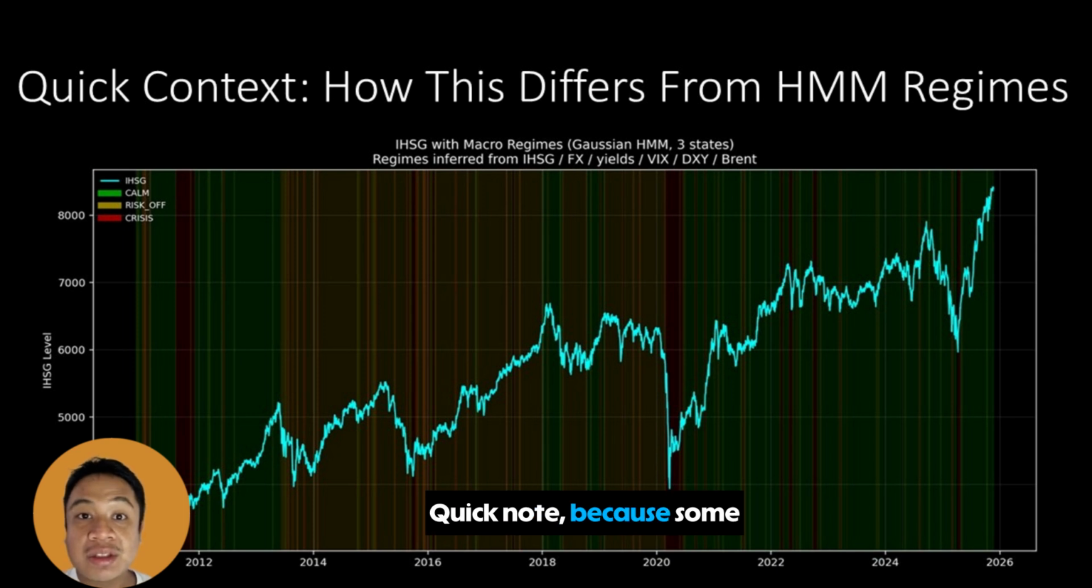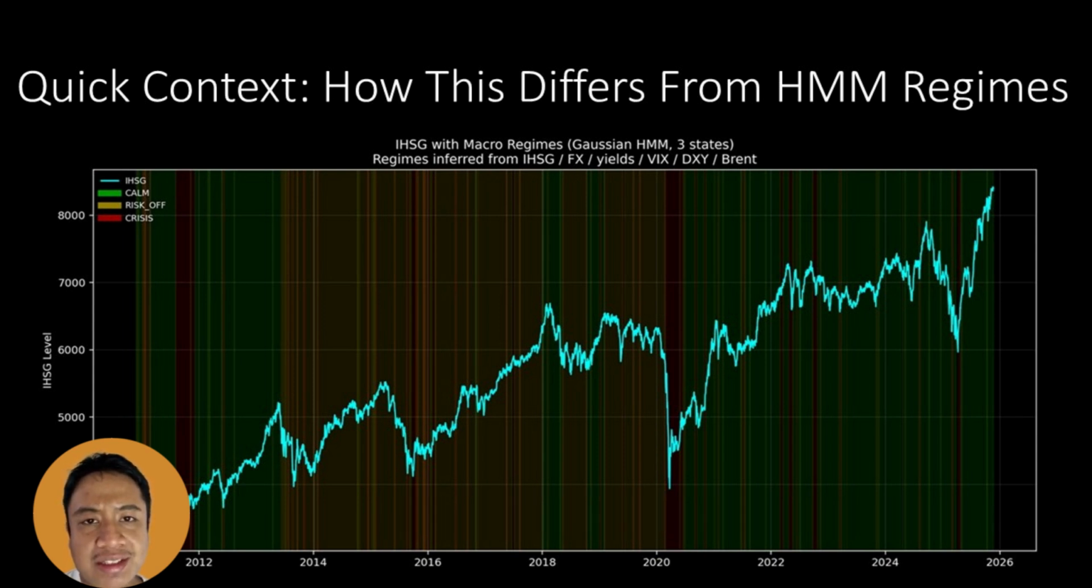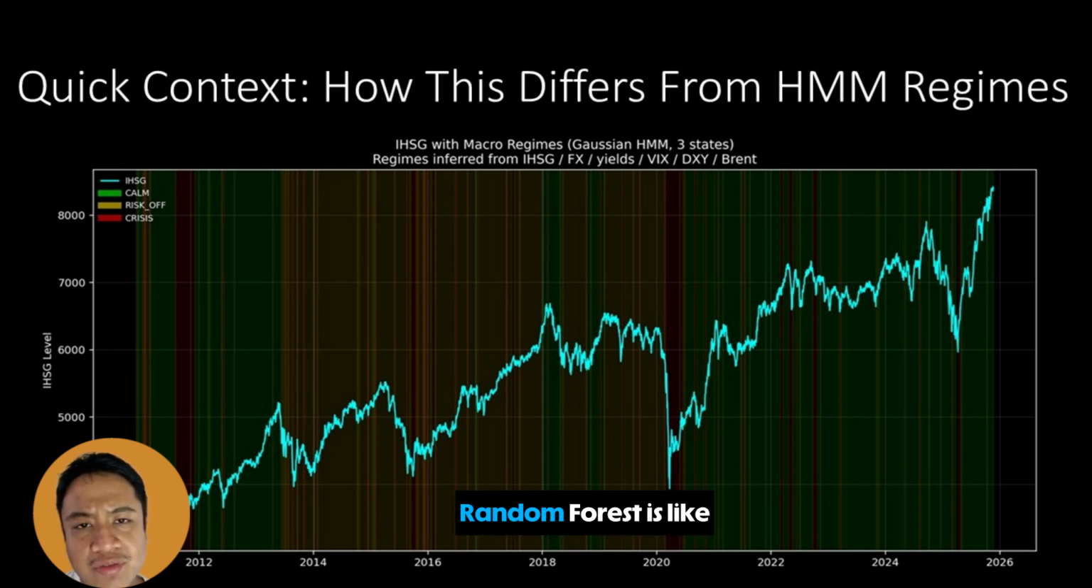Quick note, because some of you have seen my HMM regime work. HMM is regime detection. It clusters market states like calm, risk off, crisis. It answers, what regime are we in? Random forest here is crash probability. It answers, what is the chance of a crash within the next 5 trading days? So, HMM is like a climate map. Random forest is like a short-term storm forecast.